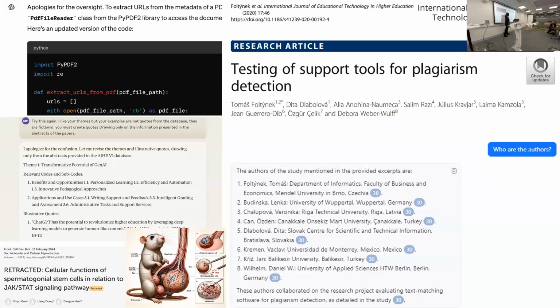I uploaded our paper that we wrote, and I asked who the authors are. Here is the reality. These are the authors. And this is the response from the tool. Yeah? So it correctly identified me, but all the other people, or almost all, are completely hallucinated or attributed to wrong institutions. So it was a nonsensical answer.